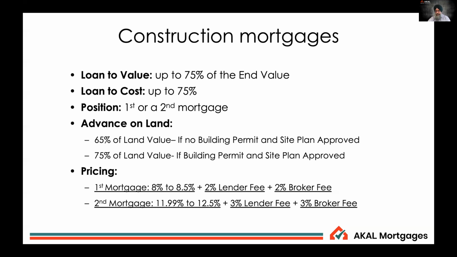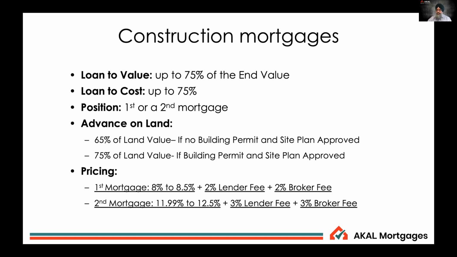Pricing, typically speaking, for first mortgages, guys, is 8 to 8.5%. It's very, very important for you to make your clients understand clearly that first mortgages in construction are typically between 8 and 8.5%, plus a 2% lender fee on average. It could be higher, but on average, a 2% lender fee and 2% broker fee, which is deducted from the very first draw.